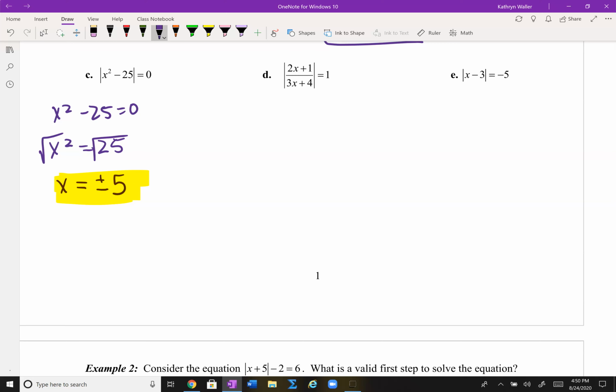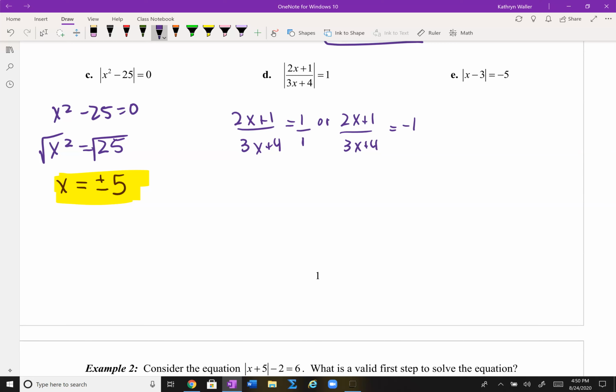Okay. Question D, the absolute value is already alone. So you're going to split it in 2. So you have 2x plus 1 over 3x plus 4 equals 1, or 2x plus 1 over 3x plus 4 equals negative 1.